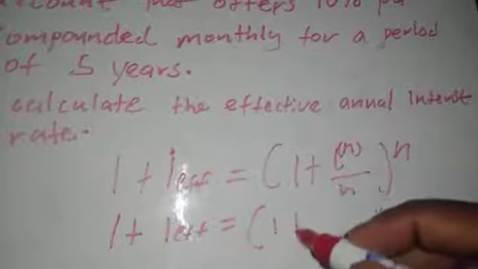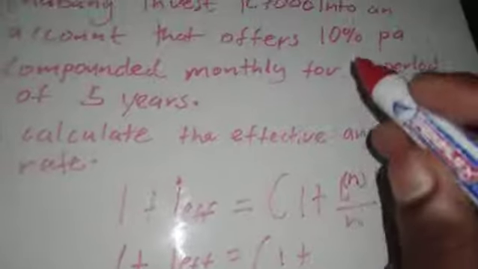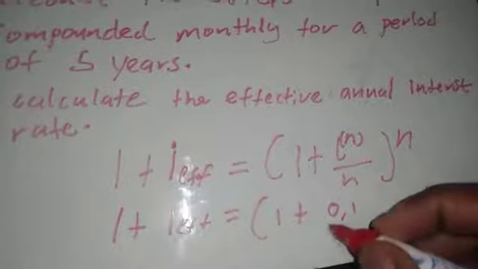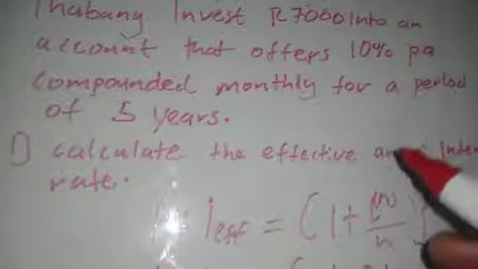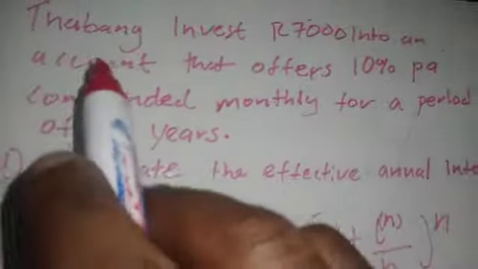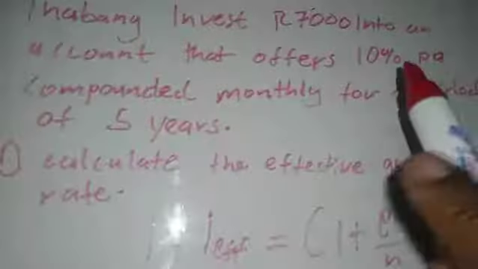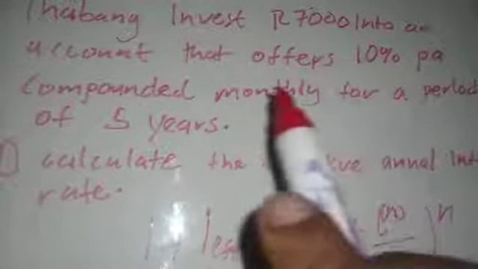And then we have 1 plus the nominal interest rate, the one they gave us, 10%. We won't write 10, we'll divide by 100, which gives us 0.10, which is just 0.1. And then n is the number of times a year. Yes, the person invested for 5 years, but how many times a year is the interest being gained? They say it offers 10% per annum compounded monthly. So monthly is what? It's 12 times a year.